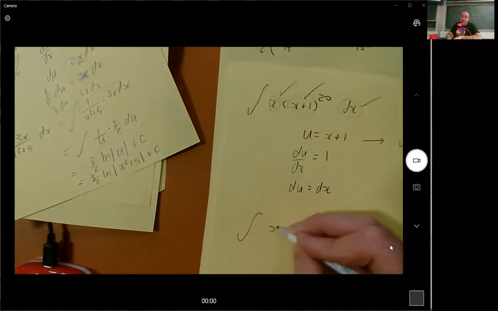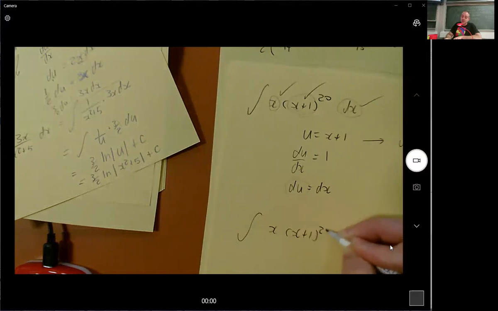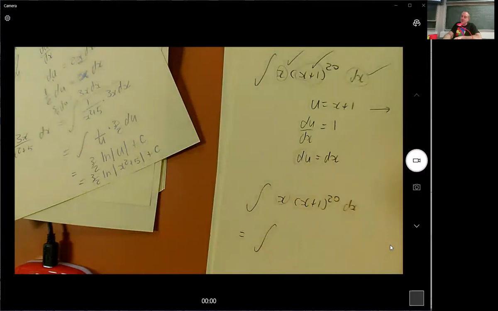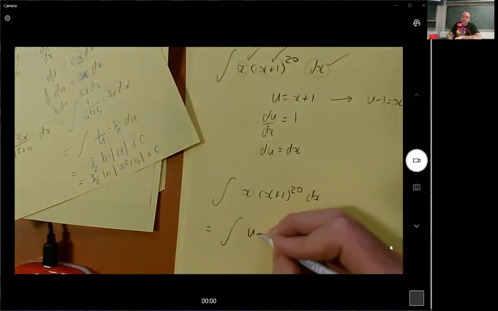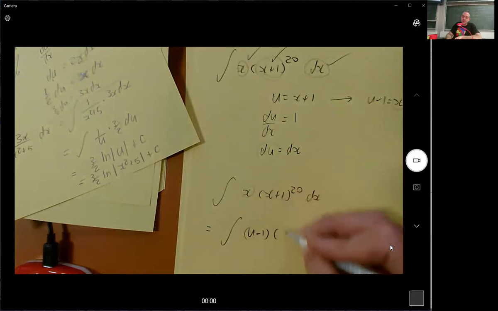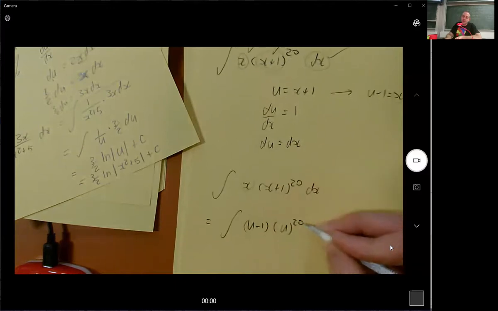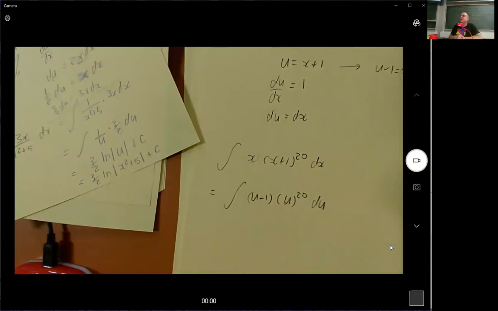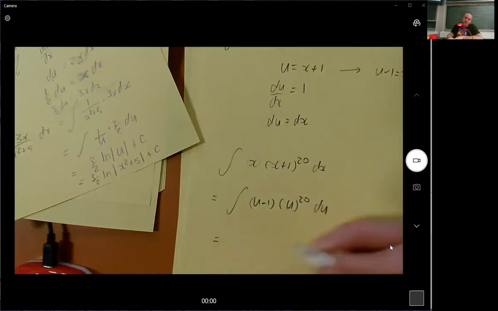And so I can go that x plus 1 to the 20 dx is, this x is over here, it's u minus 1. This x plus 1 is u. This dx is the same as du. And this is the same thing I had before when I did my other substitution thing, that, you know, had the one with the x squared on the inside and the outside. Yeah. So that's u to the 21 minus u to the 20.